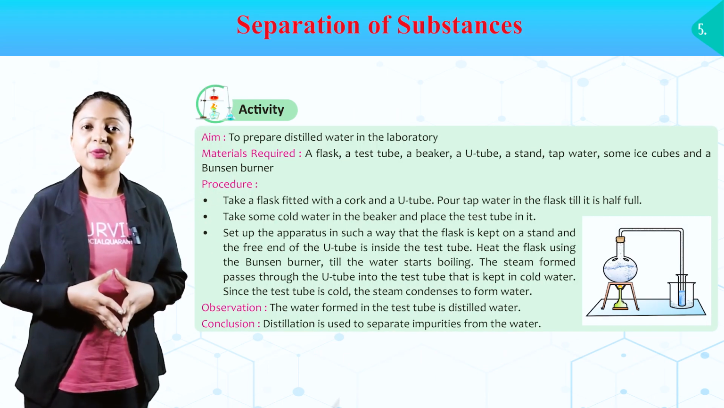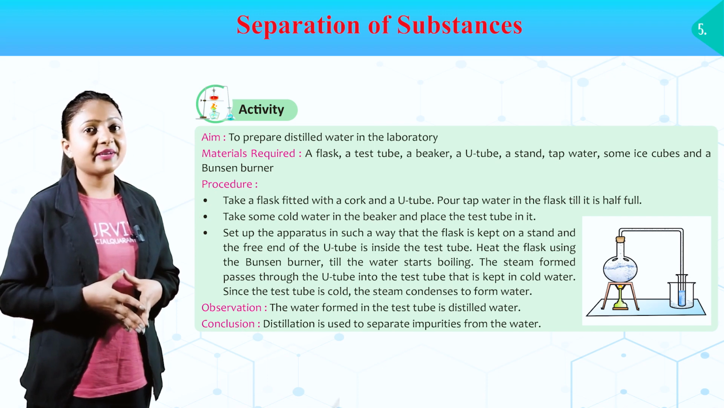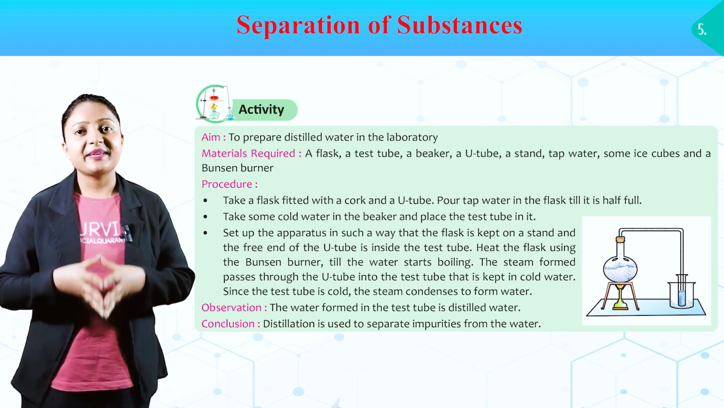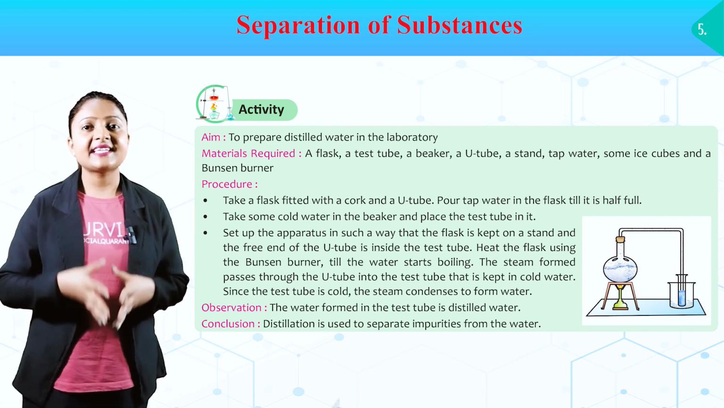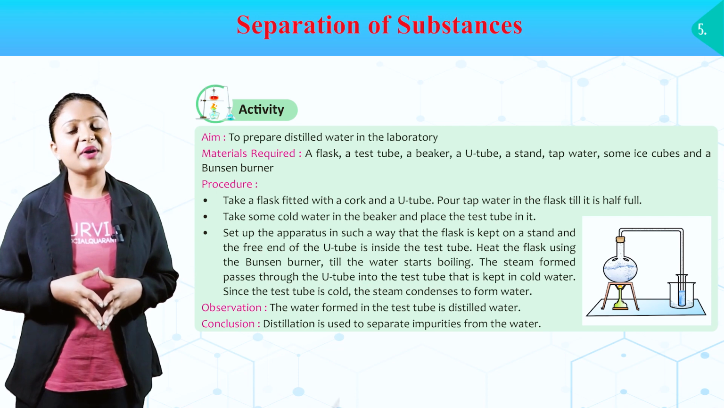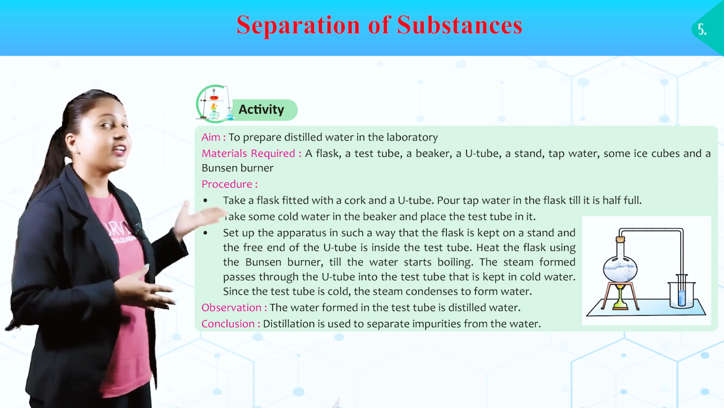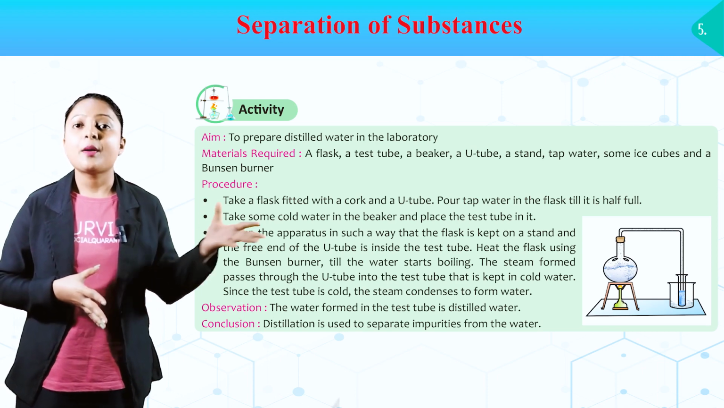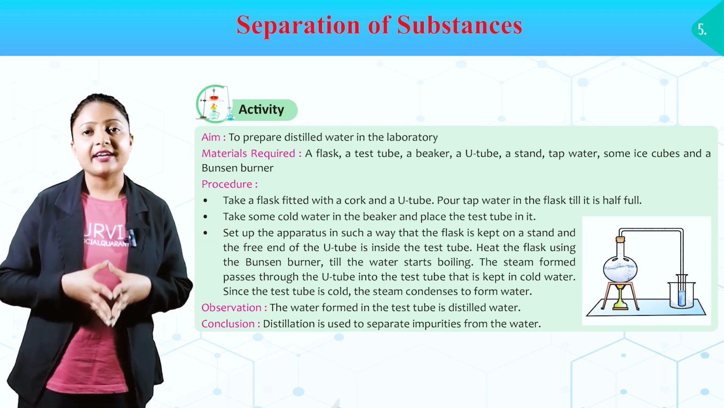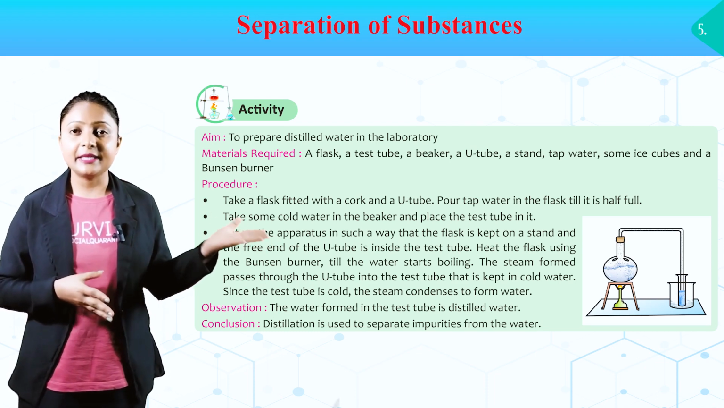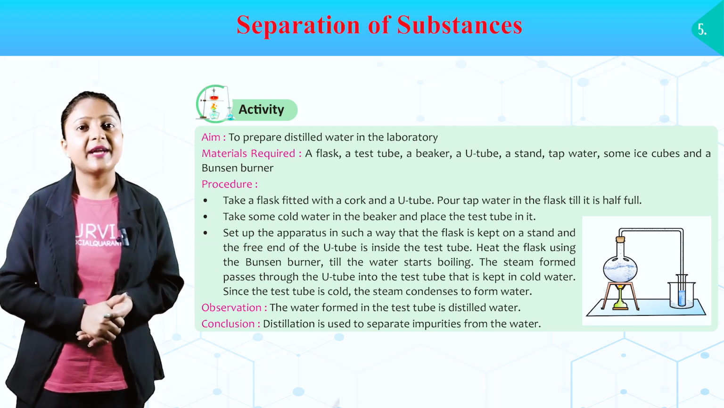Activity. Aim: to prepare distilled water in the laboratory. Materials required: a flask, a test tube, a beaker, a U-tube, a stand, tap water, some ice cubes and a Bunsen burner. Procedure. Take a flask fitted with a cork and a U-tube. Pour tap water in the flask till it is half full. Take some cold water in the beaker and place the test tube in it.